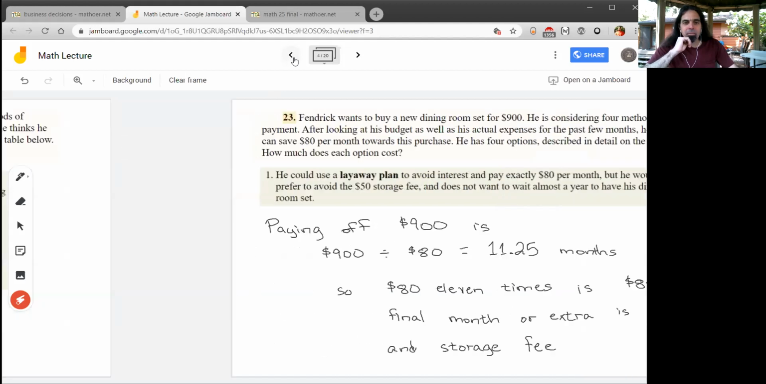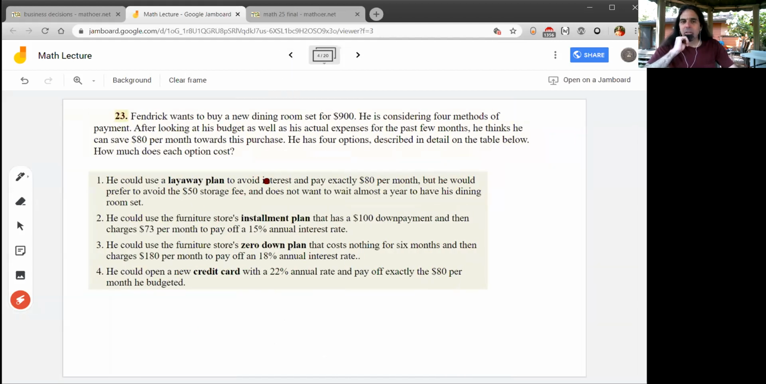I should also comment that all of these are assuming he doesn't just have $900 cash, right? If someone could just pay money and buy it, then that's not really a math problem either. That's just you go shopping.